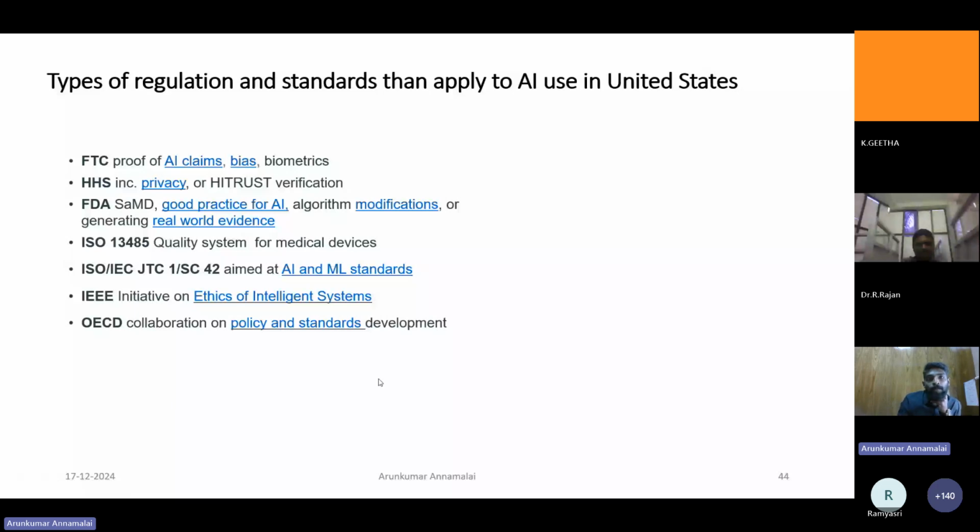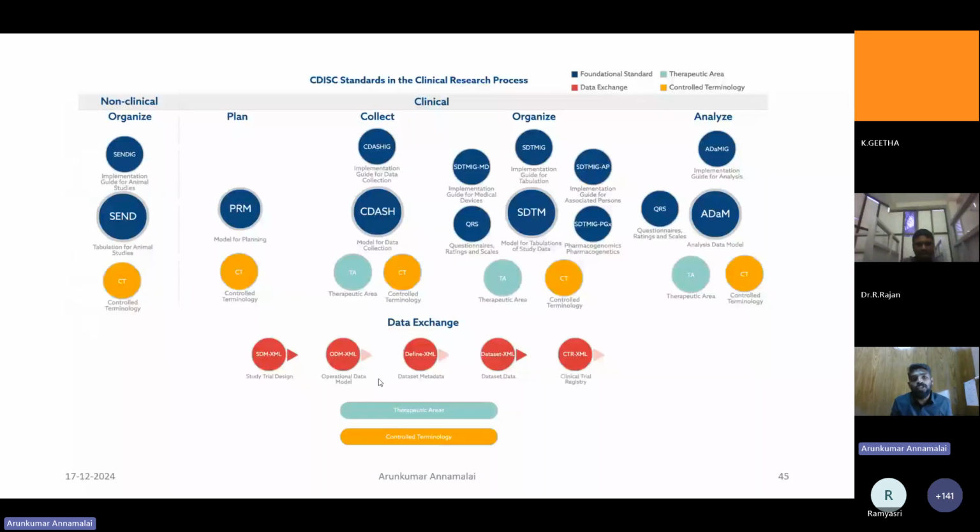Okay, and these are the most extensive standards, in the clinical research process, where you will find there are two aspects of it: the non-clinical aspect and the clinical aspect. For each and every type of data, there is a standard to maintain. I'm not going into the detail of it. I'm going to go into just one thing which might be very important for you: SDTM and ADaM.